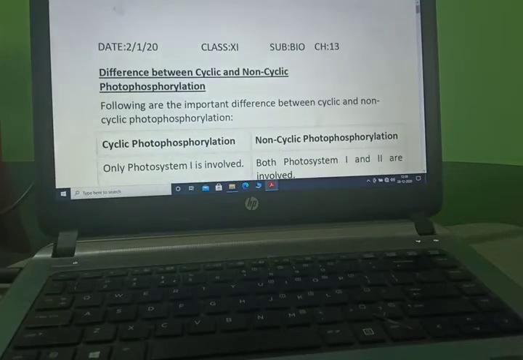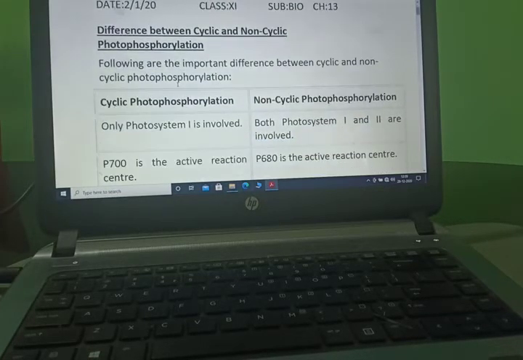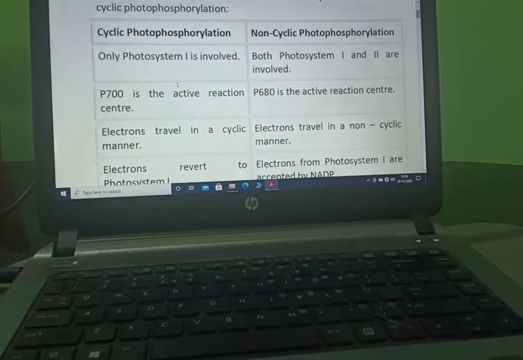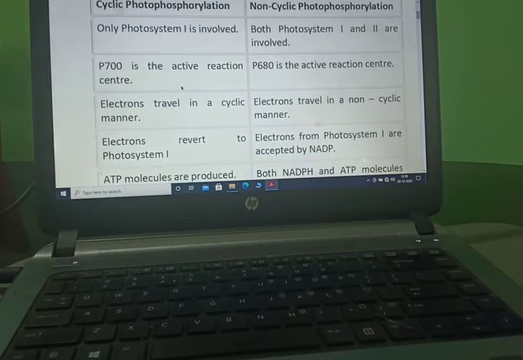Hi students, today we are starting our next topic, that is difference between cyclic and non-cyclic photophosphorylation. Following are the important differences between cyclic and non-cyclic photophosphorylation. Cyclic: only photosystem 1 is involved. Non-cyclic: here photosystem 1 and 2 both are involved.